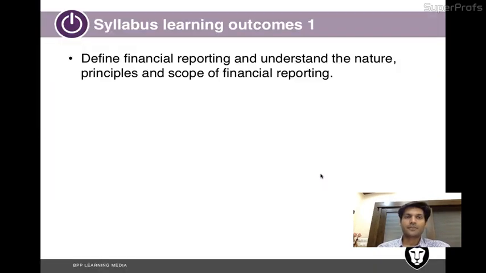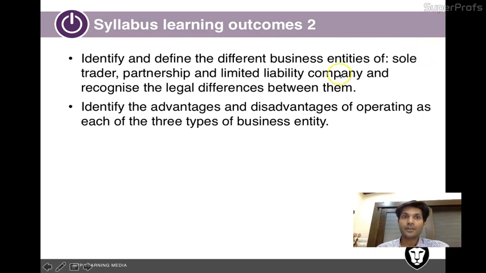In this chapter we will talk about the meaning of financial reporting, and we will try to understand the nature, principles and scope of financial reporting. Learning outcome 2: we will identify and define the different types of business entities, which could be sole trader, partnership and limited liability company. We will also see the legal differences between the business entities, and then identify the advantages and disadvantages of operating as each of the three types of business entity.